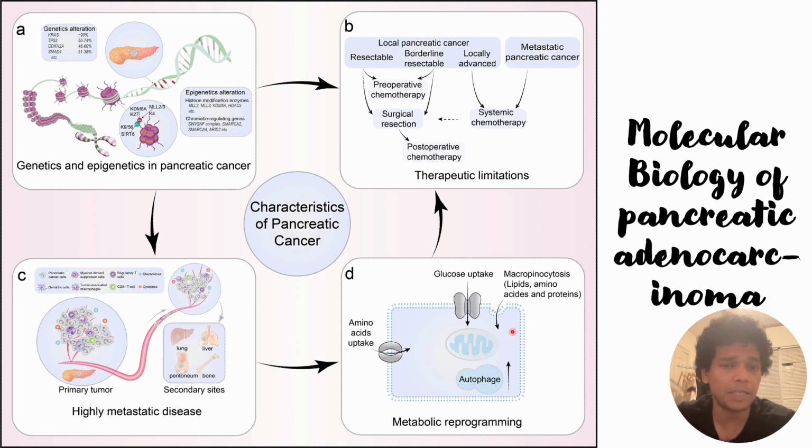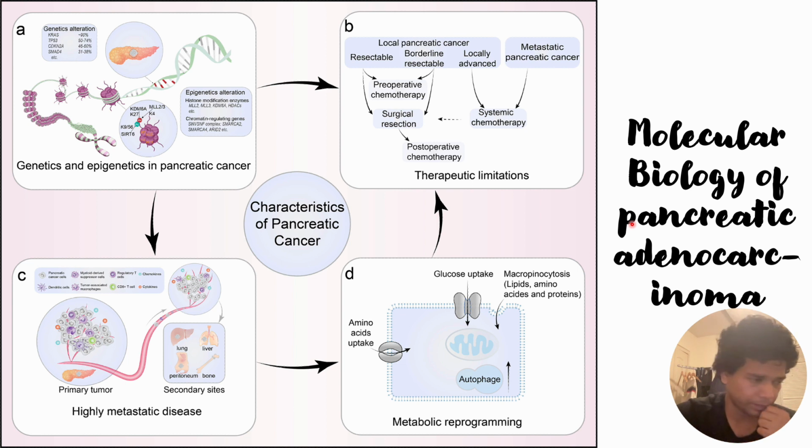So what happens in this metabolic reprogramming is that the glucose uptake and amino acid uptake, which provide the energy required for the uncontrolled growth rate, will increase because of the metabolic reprogramming that occurs within the cancerous cells, and this will take care of the additional energy required by these pancreatic cancer cells for their growth rate.